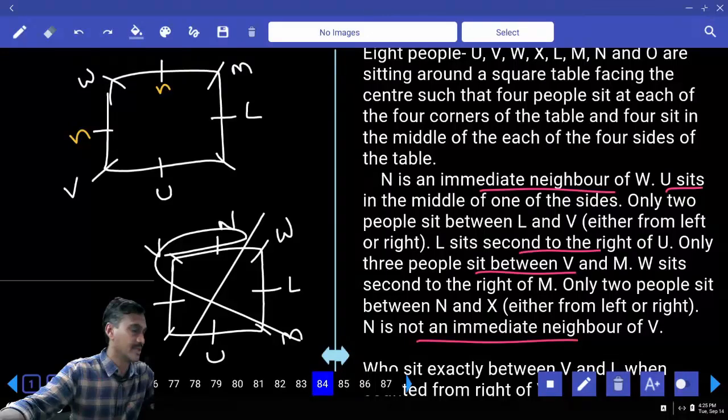Then 87, what is the position of O with respect to M? O is third to the right or fifth to the left. Out of which, what is given here? Third to the right is given, that is the choice for 87.